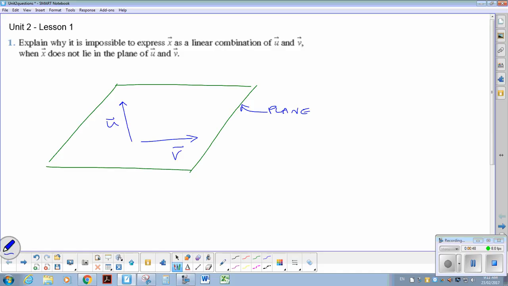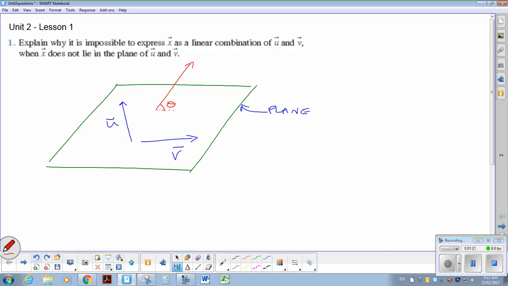A combination basically means that if I had vector x, then I could manipulate and say a little bit of u, so au, plus bv, would get me from the start of x to the tip of x. But in this case, it says x is not on the plane here. So that means my vector x is off the plane at some angle theta.